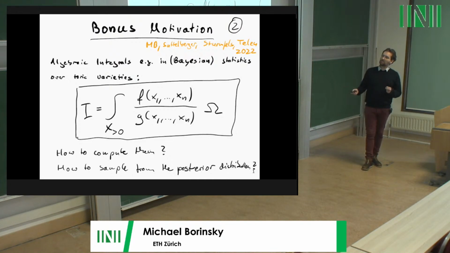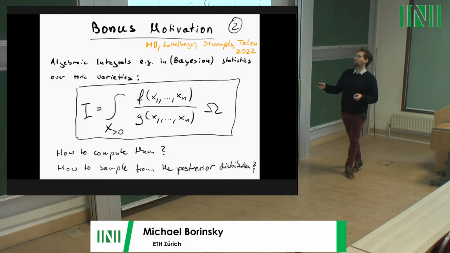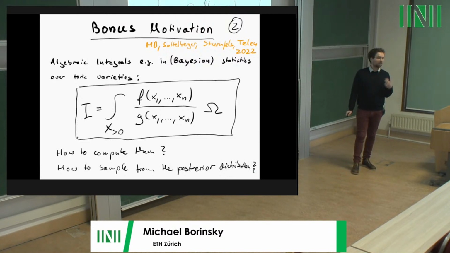So it's a question in statistics on how to compute these integrals, and also how to sample from the posterior distribution. We can think of this differential form as a probability distribution that is given externally, and we want to sample from this probability distribution. This is what we approached in this work, and this is also something that you can do using these kinds of tools.